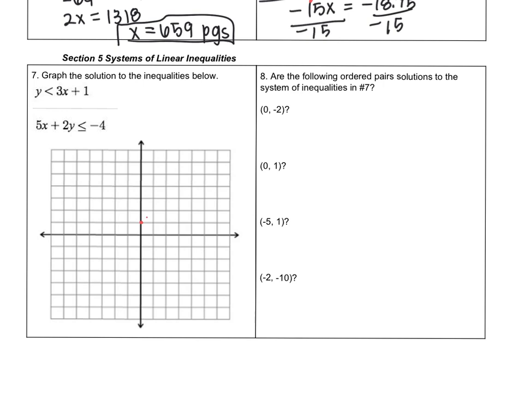So using Desmos to help with the graphs. So the red line is the y less than 3x plus 1. And then we'll do the blue line for our second one.